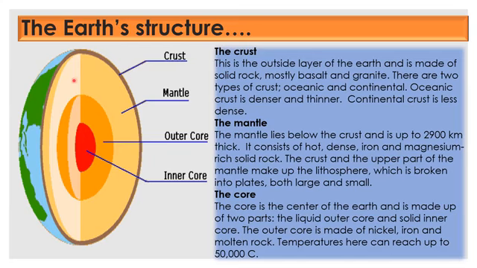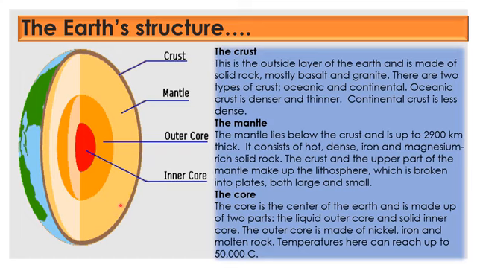The next layer is the mantle. You can see the yellow region here. The mantle lies below the crust and is up to 2,900 kilometers thick. It consists of hot, dense, iron and magnesium-rich solid rock. The crust and the upper part of the mantle make up the lithosphere. So the crust, this is the brown part, and the upper part of the mantle, only this area, make up the lithosphere, which is broken into plates, both large and small.